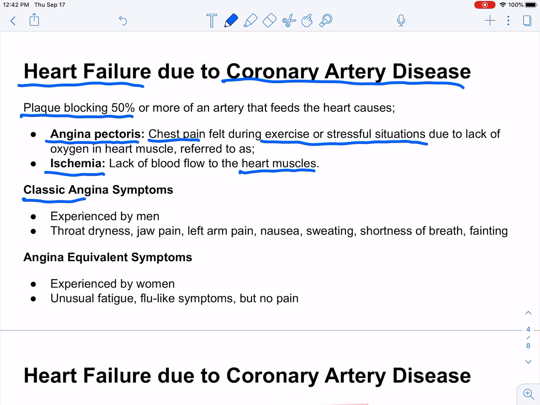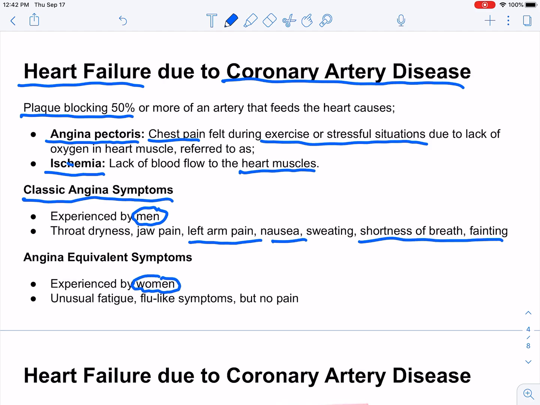So there are what are called classic angina symptoms, which is experienced mostly by men. This is what we associate a lot with heart attacks as well, because this is basically the beginning of a heart attack. But you hear about the left arm pain, nausea, and just shortness of breath and fainting. What's interesting is that it's not the same in women.